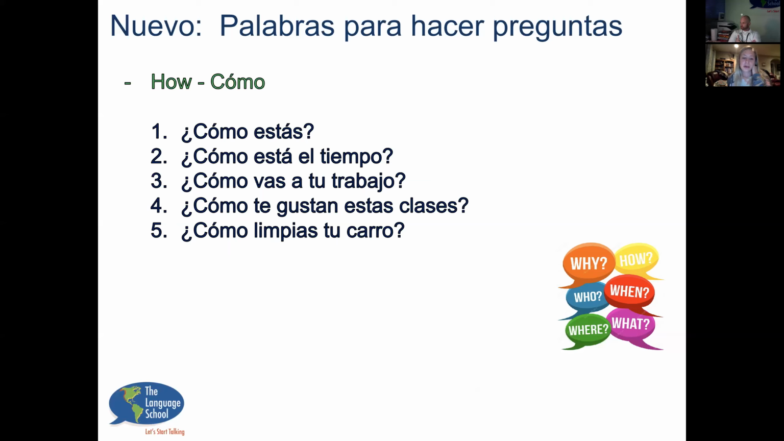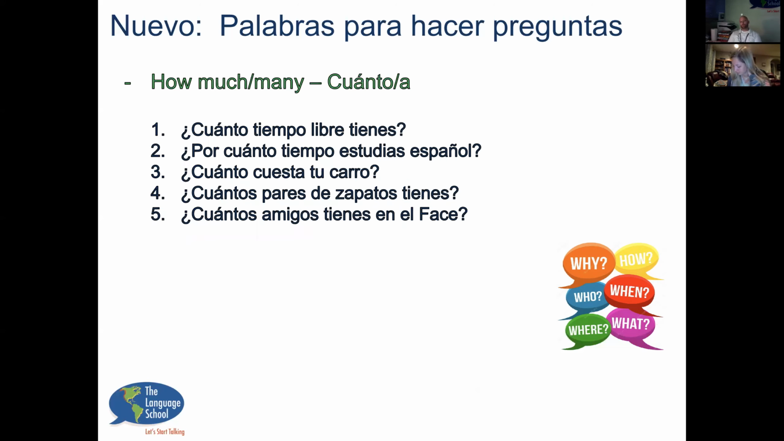Muy bien. ¿Cómo limpias tu carro? Yo limpio mi carro... ¿cómo se dice? Like soap and water? Is it just agua? Well, soap would be jabón y agua. So yo limpio mi carro con jabón y agua. Muy bien. Perfecto. Now, how much or how many specifically is going to be cuánto or cuánta, okay?